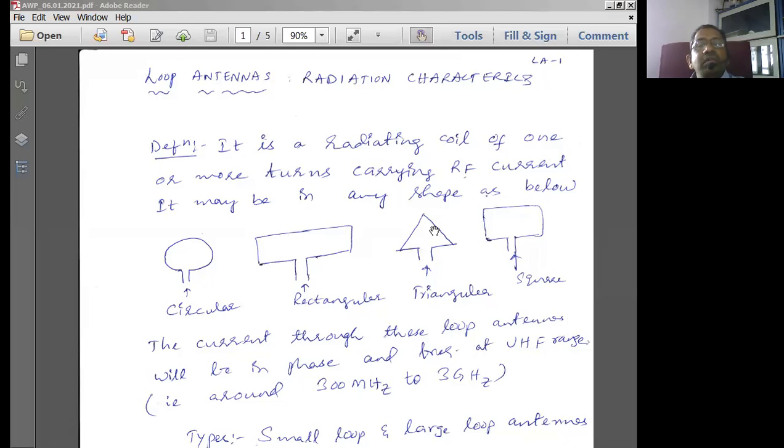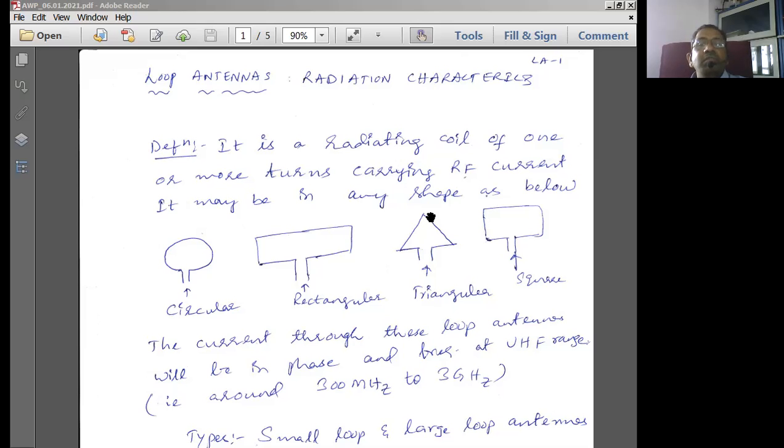Earlier, before our internal examinations, we discussed the radiation characteristics of the dipole antenna, where we found the electric field and magnetic field equations, that is, the E theta and H phi equations. Here also, similar to that, we have to find the E theta and H phi equations, which are basically known as the electric and magnetic field wave equations.